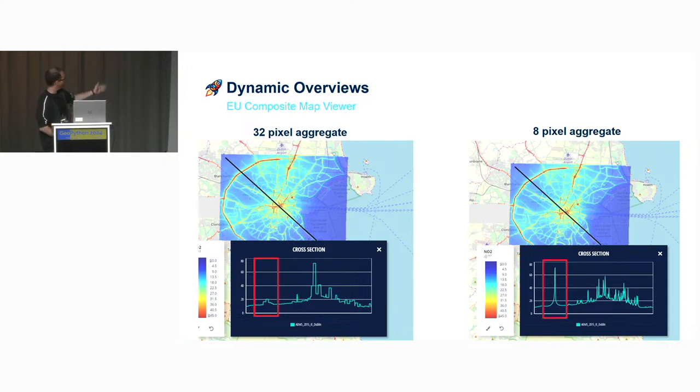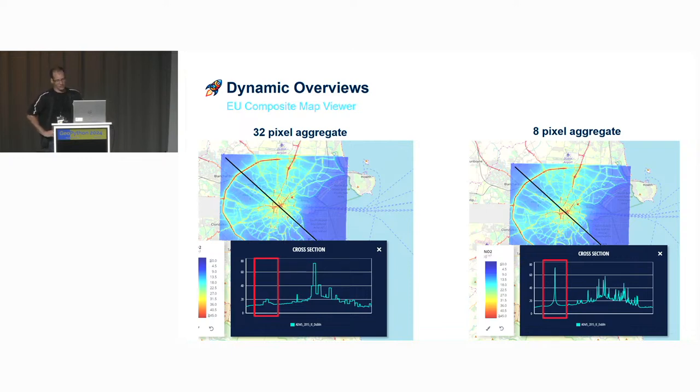So on your left side, you see the 32 pixel aggregate overview. That means every 32 by 32 pixels is averaged into 1 pixel, and then the analysis is done on it. You see this is an air quality map of a 1 meter resolution of a city, and there's a highway surrounding the city, and the air quality is bad.